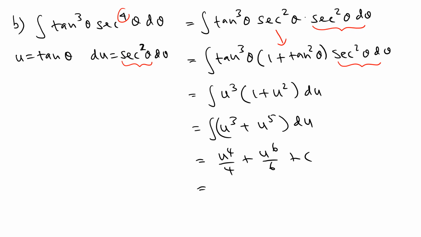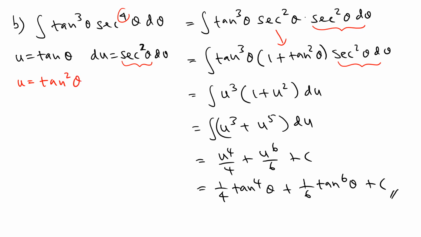Now you're going to put that back in. u equals tan, so this is 1/4 tan to the 4th theta plus 1/6 tan to the 6th theta plus c. So that's the answer. This is just one answer, and you can see that for this problem any of these is going to work. For example, if you pick u equals tan squared theta, you can still do it. So think about the derivative, try to isolate that derivative term and write everything else in terms of tan squared.